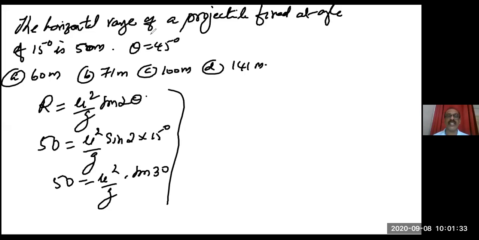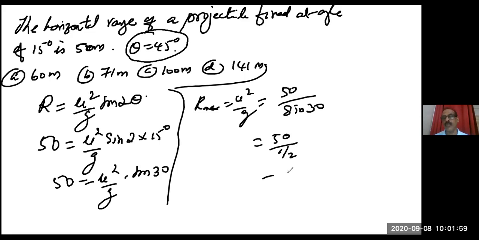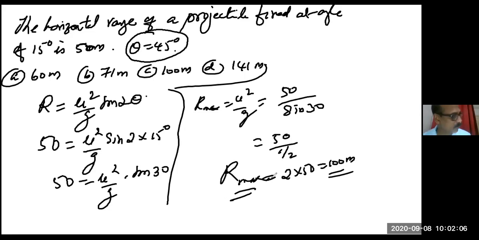Next time we are throwing with the same velocity at an angle of 45 degrees. We know this will have the maximum range at 45 degrees. What is the formula for R maximum? U squared by G. So here U squared by G is equal to 50 divided by sine 30. That means 50 divided by half. 2 will go to the numerator, 2 into 50, that is 100 meter. This is the range. So which answer? Answer number C.